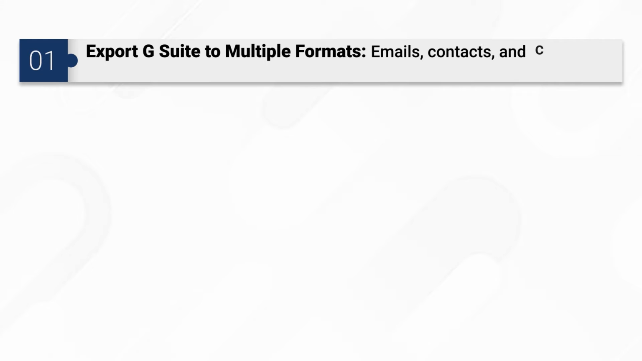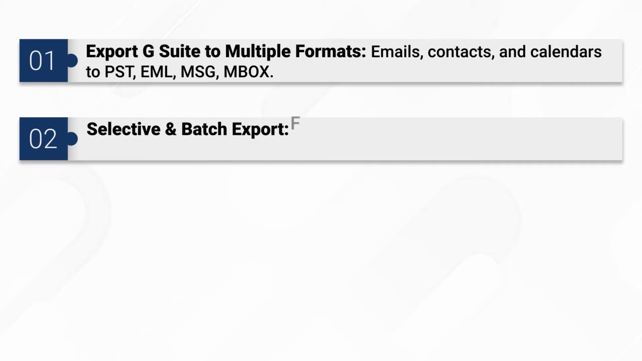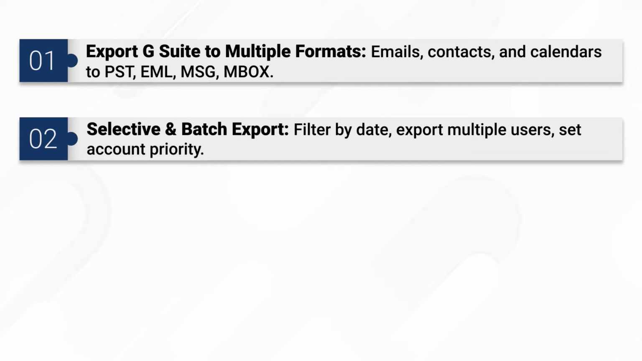Let's discuss key features. With this tool, you can easily export your G Suite emails, contacts, and calendars to formats like PST, EML, MSG, or MBOX. It also lets you filter data by date, export multiple users at once, and even prioritize specific accounts.